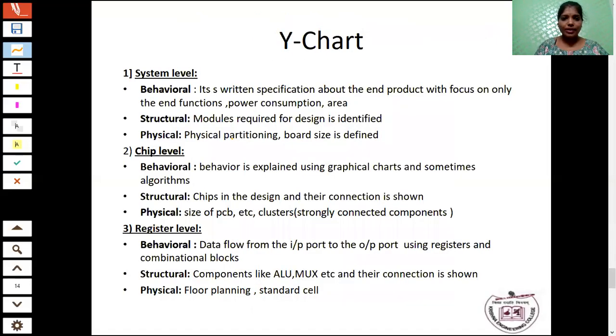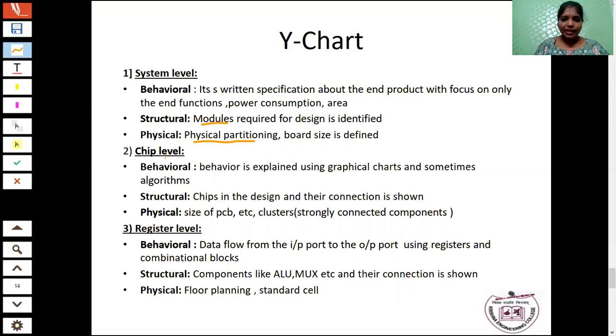Already I have explained in the system level. First, we generally start with the behavioral. What is the meaning of behavioral? We are going to give the specification about the end product. It mainly focuses on the end function, the power consumption and area. In the structural domain, once you know the specification, we define what modules are required for the design. And then in the physical domain, we carry out physical partitioning, and we decide the size of the board.